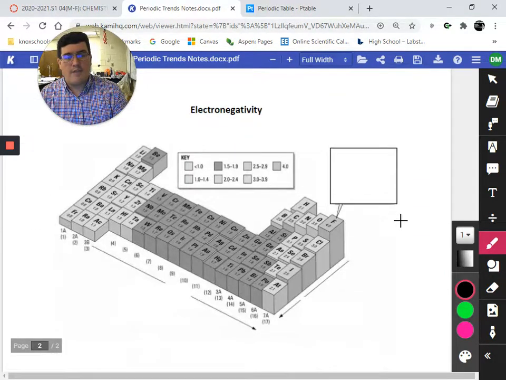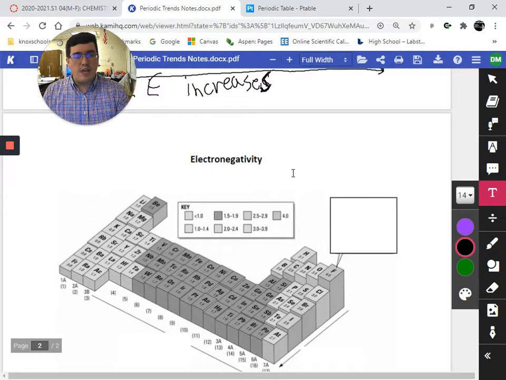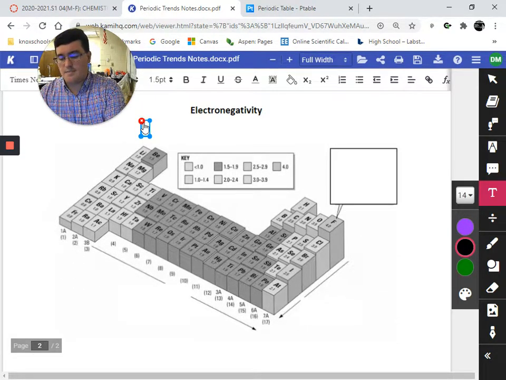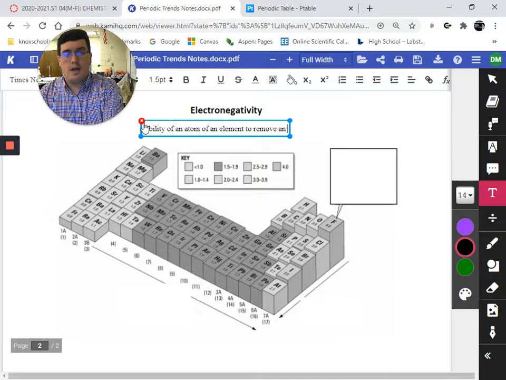All right. Last but not least, we have electronegativity. And electronegativity is the weirdest one of all of them, but it is a measured quantity. And the way this is measured is it is the ability of an atom of an element to remove an electron from another element. Okay.